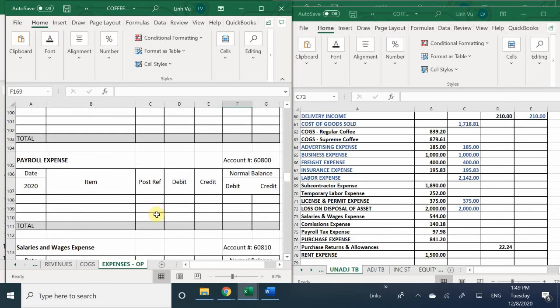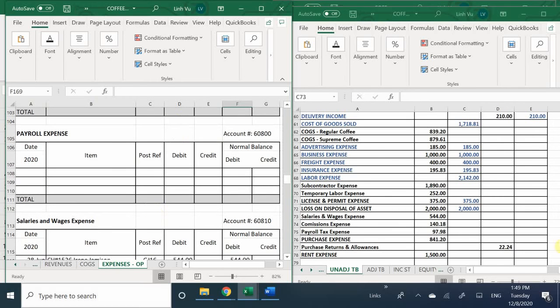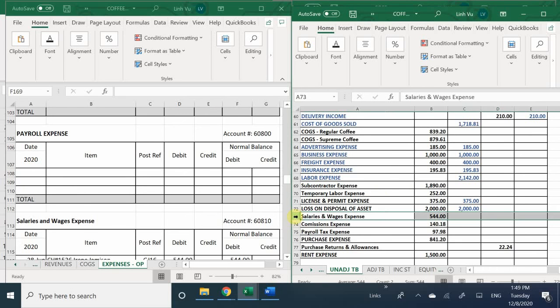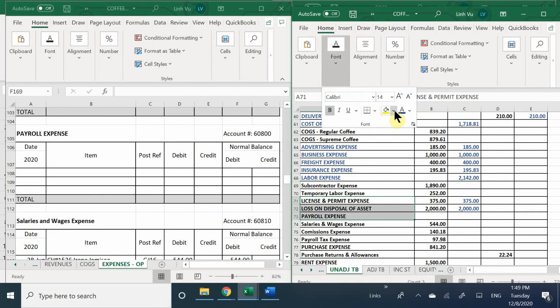So the next one here is going to be payroll expense. Payroll expense is going to entail your salaries, commissions, and your payroll tax liabilities. So I'm going to insert that here for payroll tax expense. Actually, no, payroll expense, my bad. Payroll expense. Okay, I'm going to highlight and make them all blue. And let's look at them.